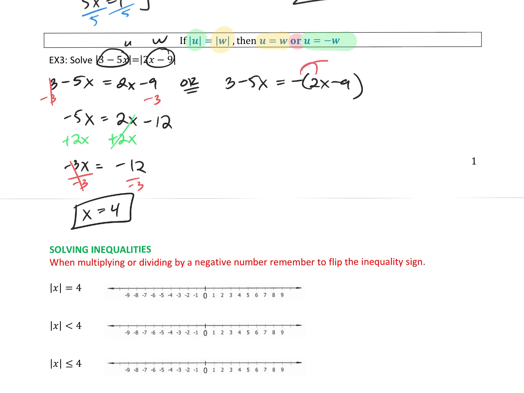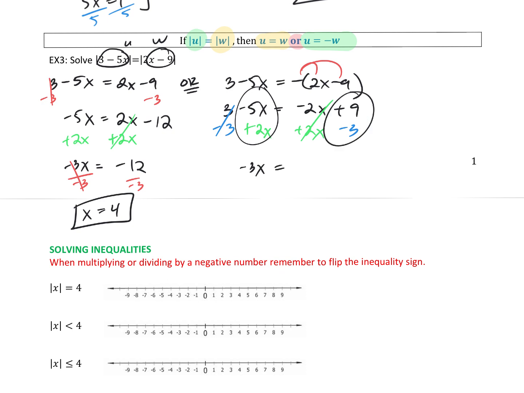I'll go ahead and distribute that negative first. Negative 3 minus 5x equals negative 2x plus 9. Now let's see, I'm going to go ahead and minus 3 again from both sides. This time I'll add the 2x on the same step. So 5x plus 2x is going to be negative 3x equals, and the positive 9 minus 3 is going to be 6. Dividing both sides by the negative 3, x equals negative 2.